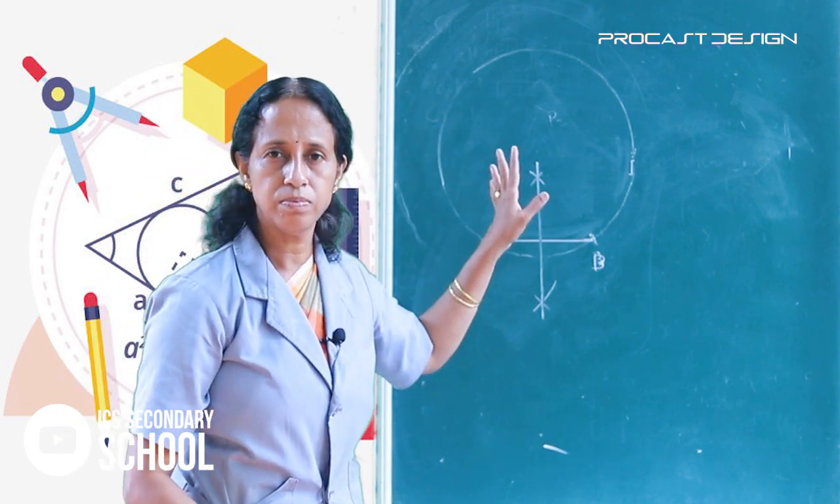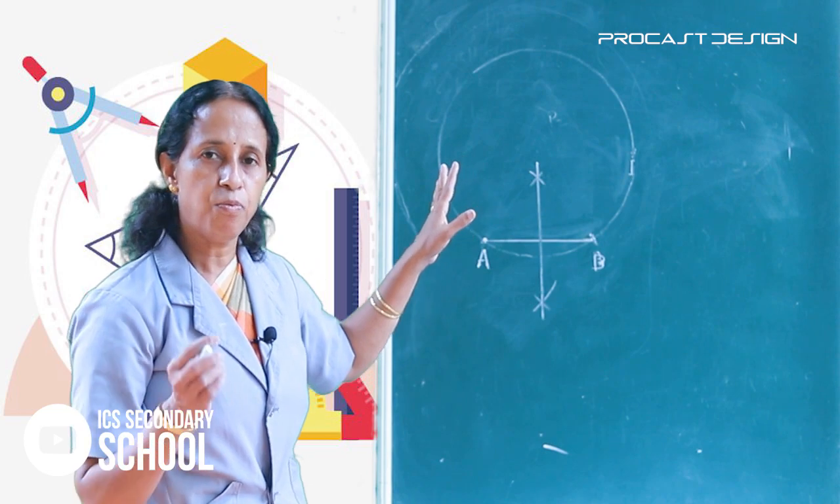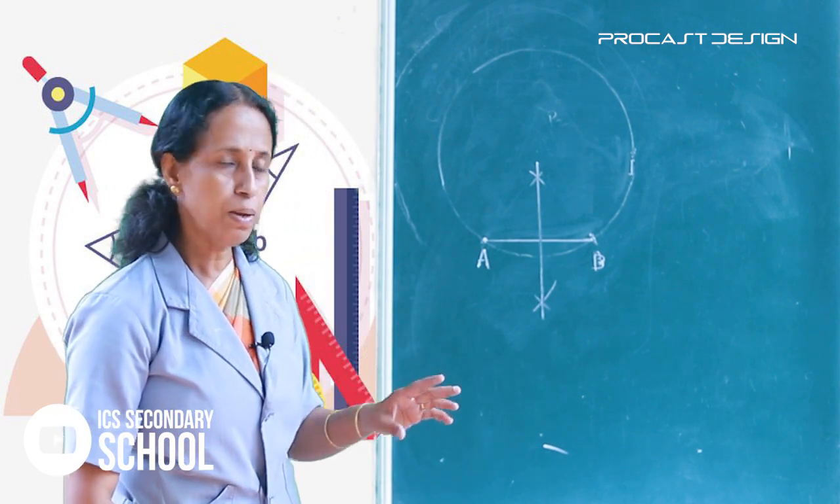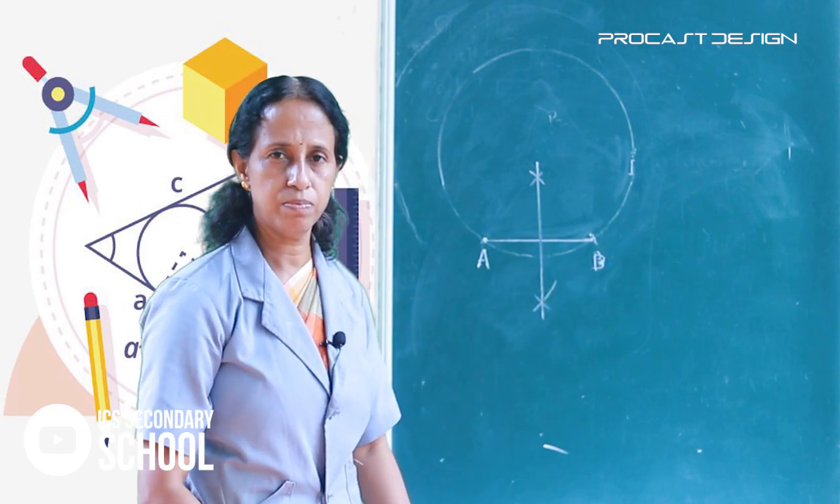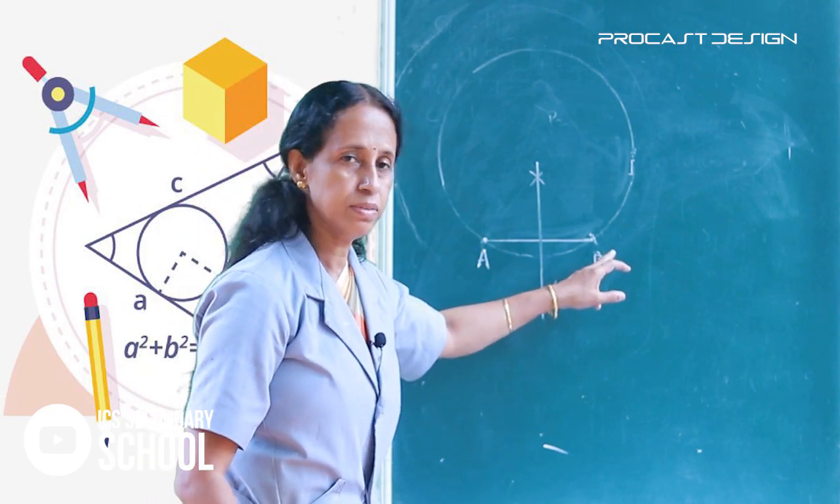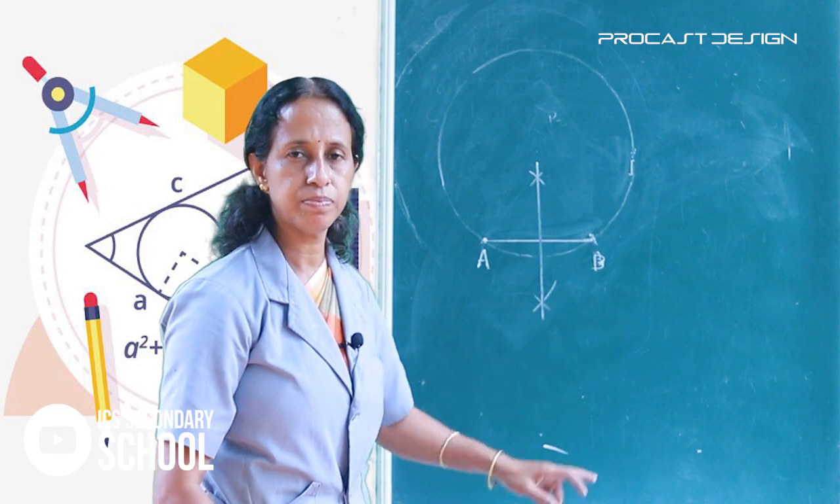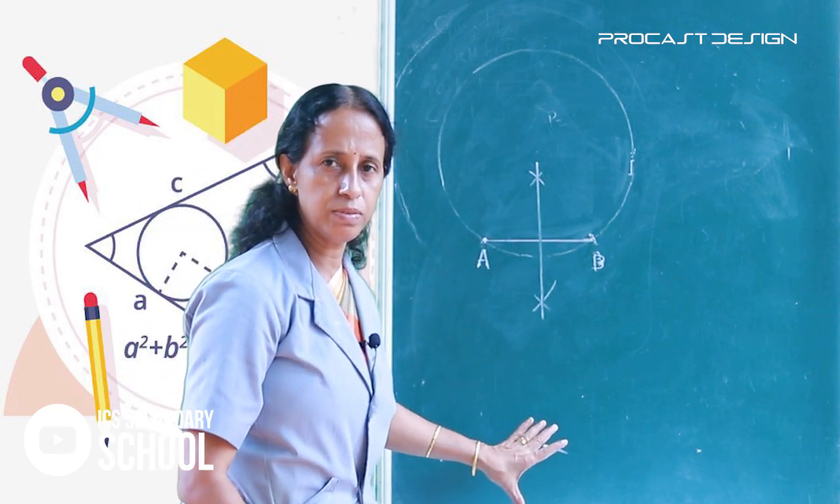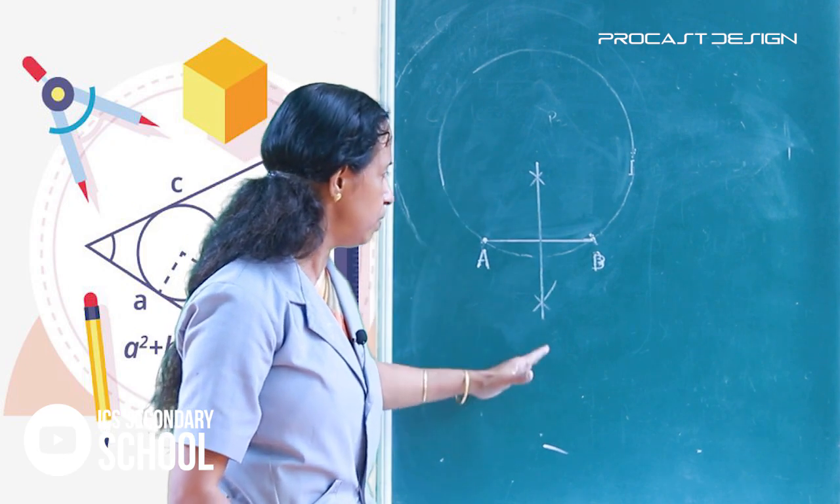This circle. Find the center of the circle. How can you find the center of the circle? First, mark 2 points A and B. Join AB. Draw a perpendicular line of AB.